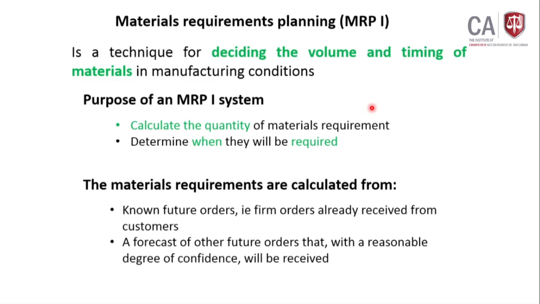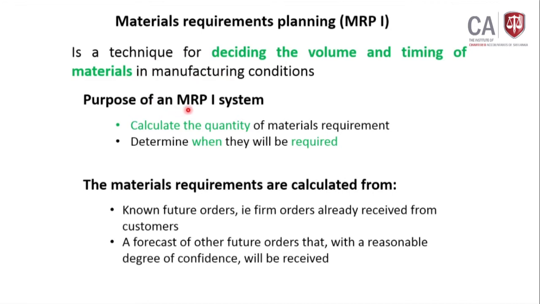In the production process, there are some materials. So there is MRP1 and MRP2. We'll talk about MRP2 later. About MRP1, what is MRP1? That is deciding the volume. It's a quantity; the quantity is measured. That is calculating the quantity of the materials, and the timing of the material, when you need it, is also analyzed.